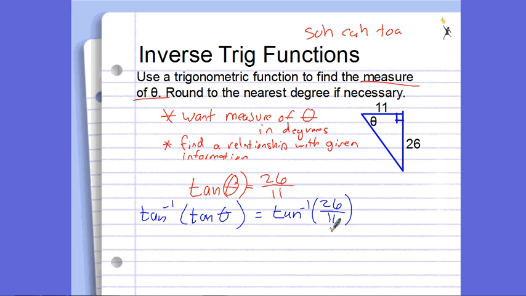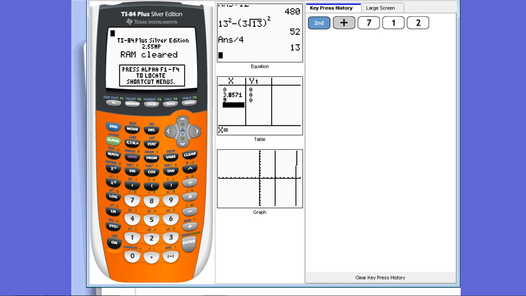Y'all did this in physics, no? Right? So what's going to happen over here? They're going to cancel. So does everybody agree that theta is equal to the inverse tangent of 26 over 11? Agreed? So guess what? I don't understand that. If you tell me, hey, what's the measurement of that angle? And I say, oh, it's the inverse tangent of 26 over 11. That makes no sense to me. Besides, I want it in what? Degrees.